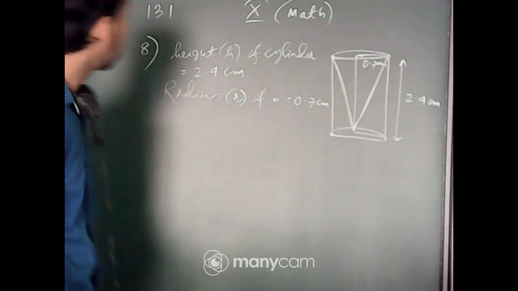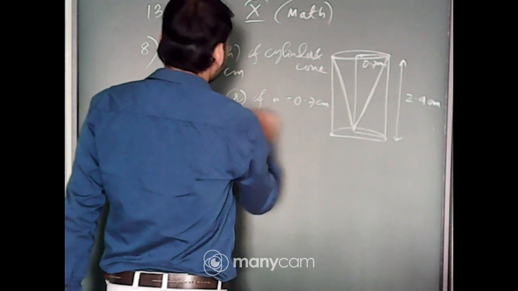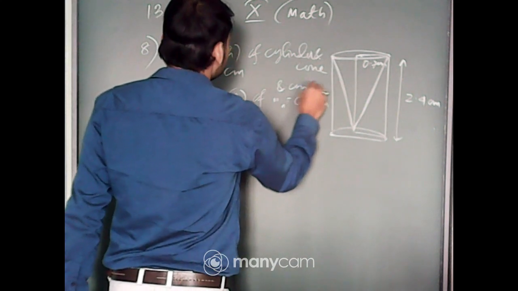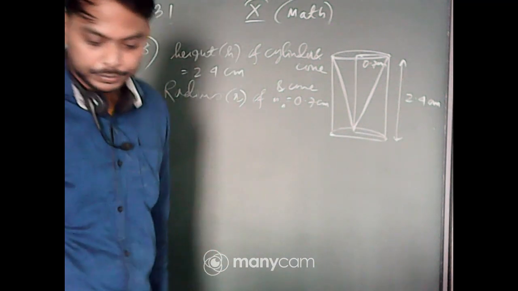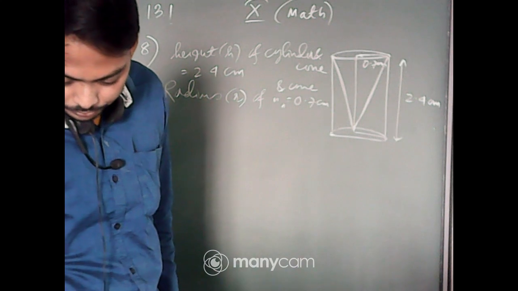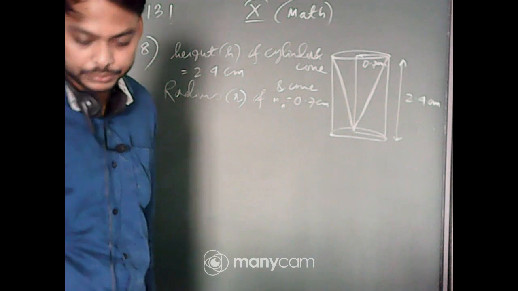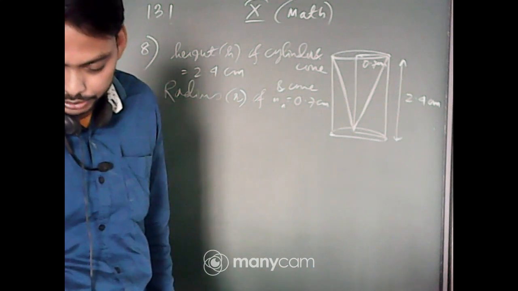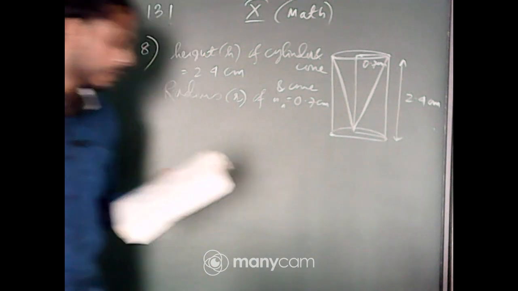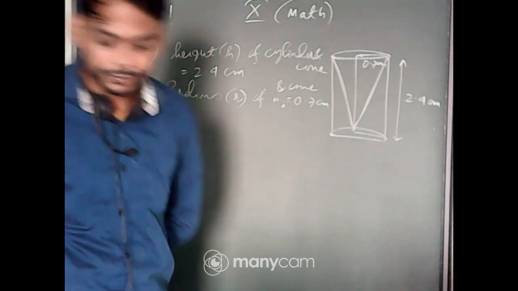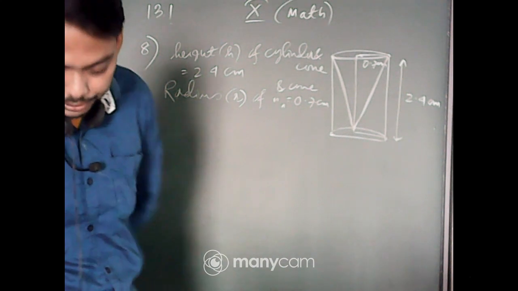So, you may write here: height of cylinder and cone, both radius of cylinder and cone. Okay. Now, you have to find first of all the slant height, and what will be the formula to find the total surface area of the solid?